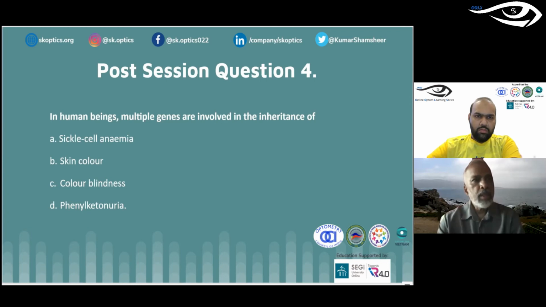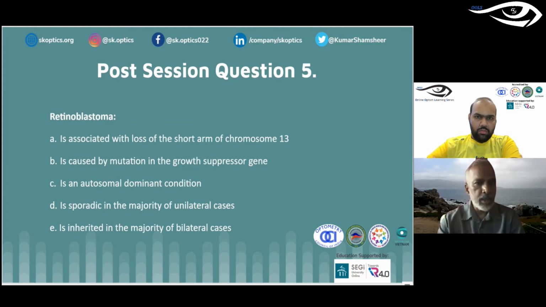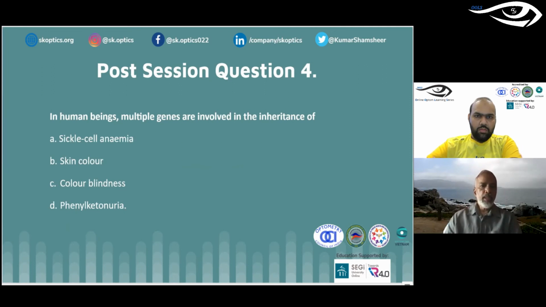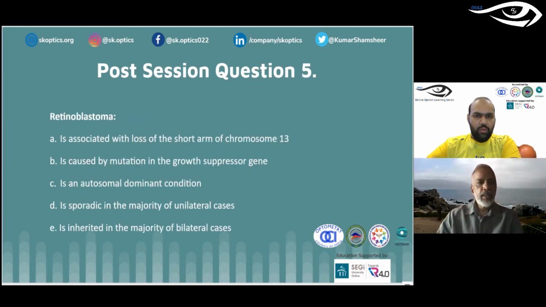Of course, heterochromia is another genetic condition. Waardenburg syndrome, as you know, can have heterochromia as one of the phenotypes. And one last question was particularly on retinoblastoma. I think you did cover some aspect of this in your session.